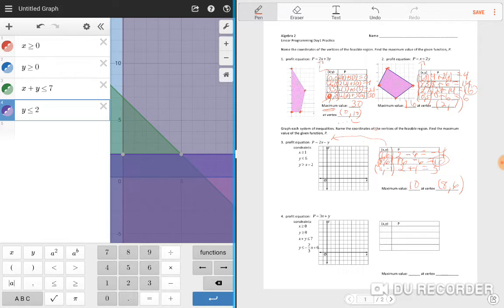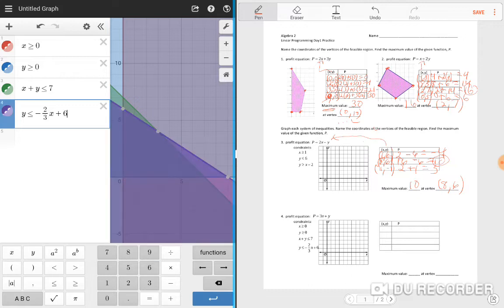Oh, where's my fraction bar? Come on, fraction bar. Let's try to divide. There we go. Divide. Oh, it's negative. Son of a gun. Negative 2 over 3 X plus 6.